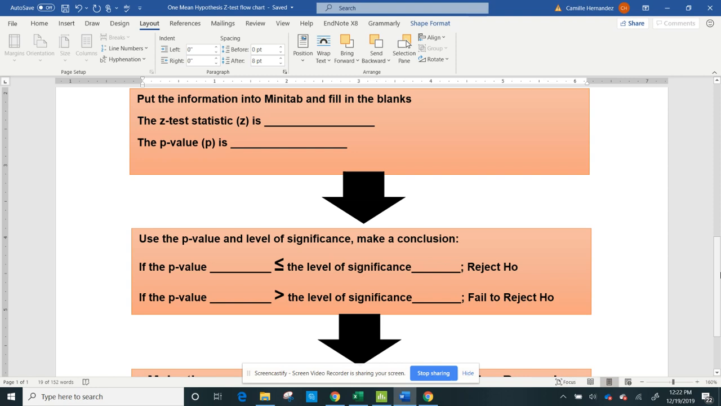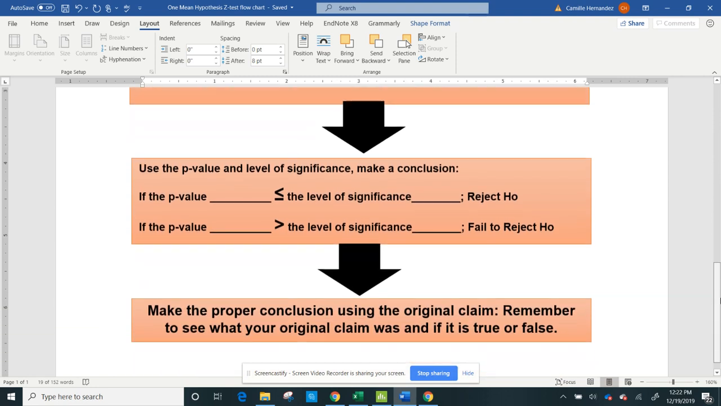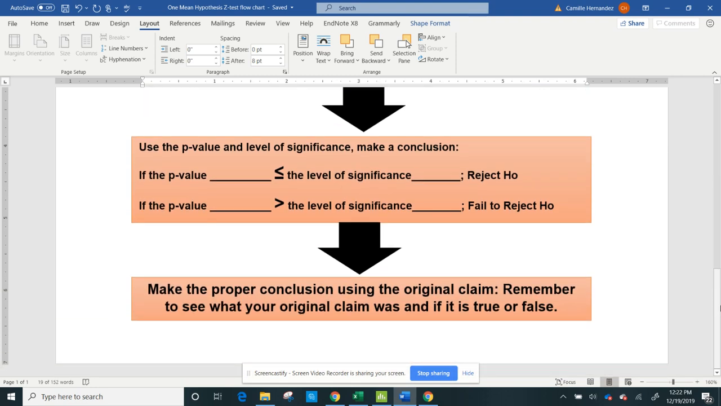And it might help to use this table: if your p-value is less than or equal to your level of significance, you reject your null. But if your p-value is greater than your level of significance, you fail to reject your null. Make the proper conclusion using the original claim. So remember, go back to what your original claim was, see if your original claim was true or false, and then base the conclusion on that.